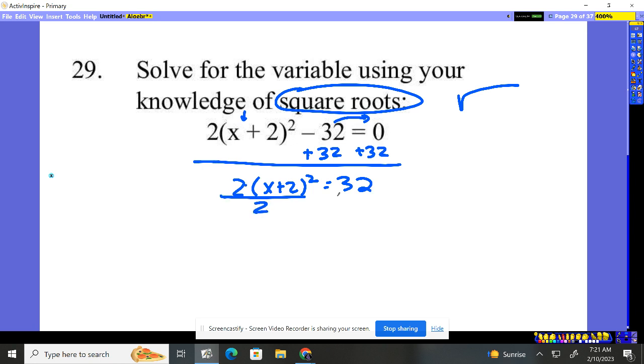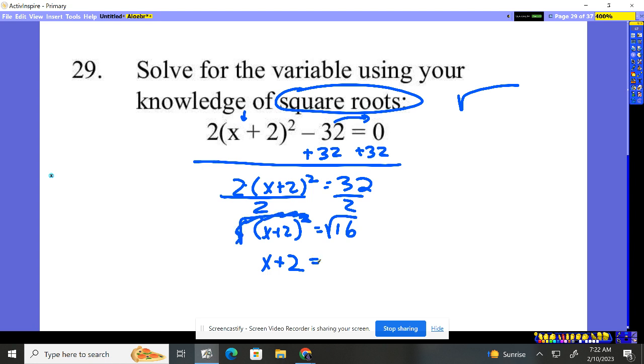So we're going to divide by 2. Leaves me with (x plus 2), whole quantity squared, is equal to 16. All right, what do I do now to get rid of the squaring? This is where our knowledge comes in, we take the square root. So I end up with x plus 2, because when I take the square root of a squared, it just disappears.